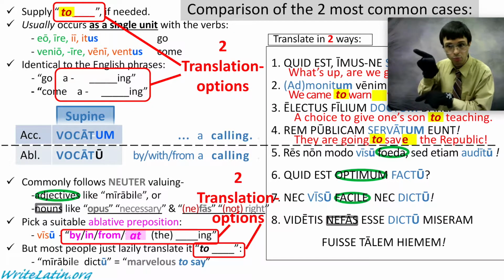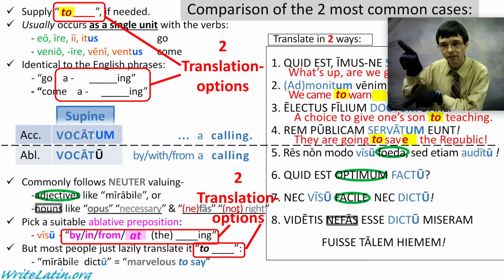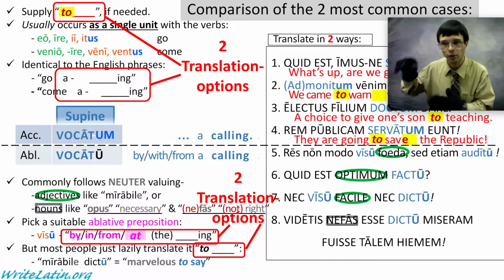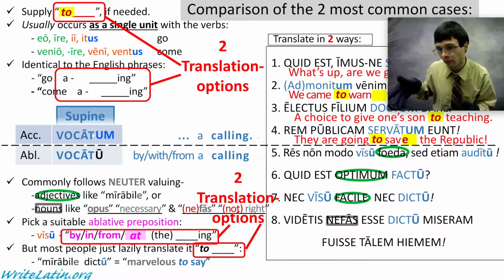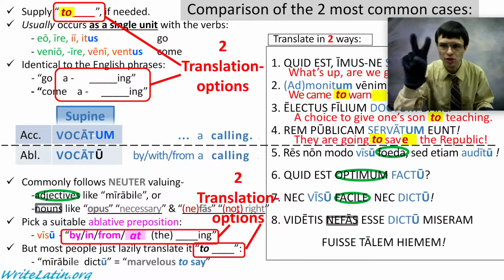So notice then, for both common cases, there are two options. One is always "to blank," no matter which case it is, and then the other is the special one, "a blanking" or "by, with, from, at the blanking." All right, so why don't you try number 5 now here, see if you can translate it in two separate ways. Stop the video and give it a try.